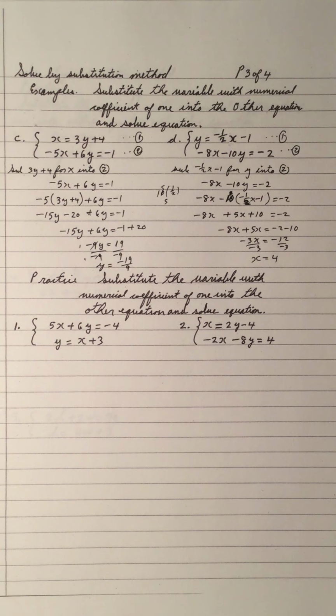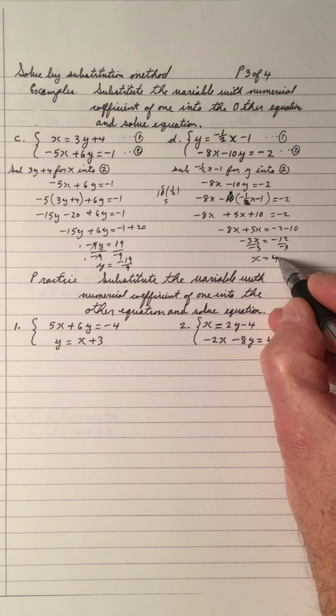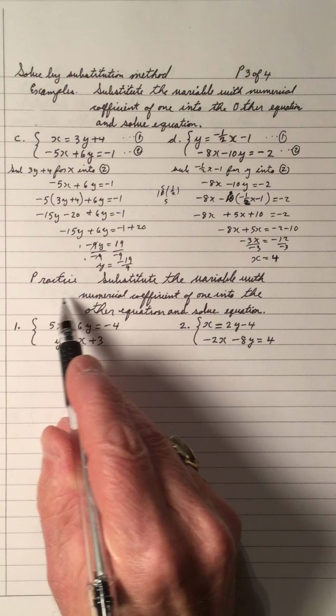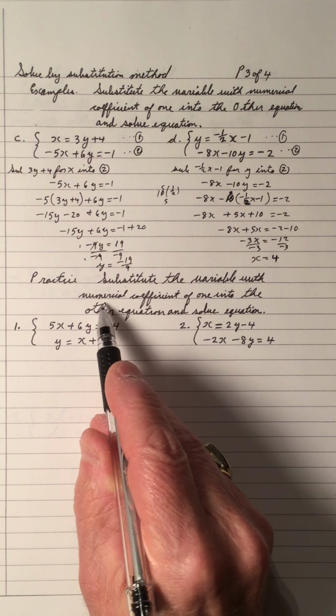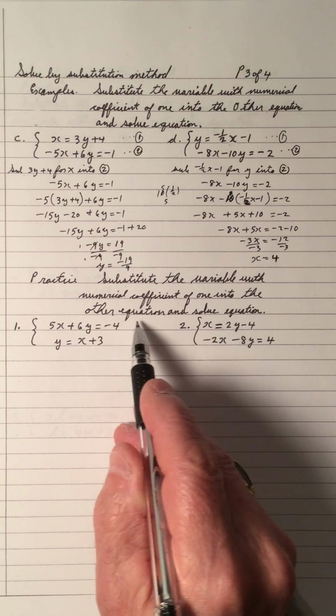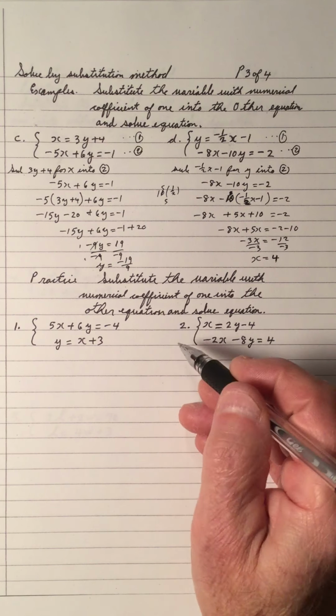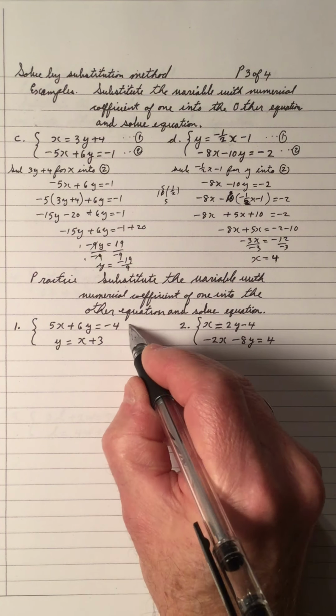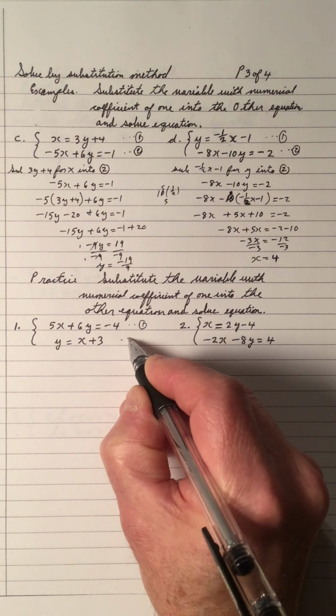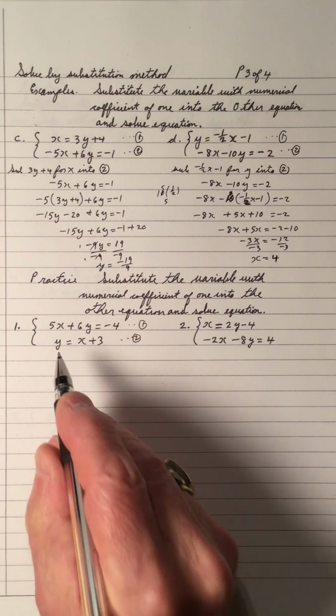Practice. Just thinking about something, then just pause for a second. Practice: substitute the variable with the numerical coefficient of 1 into the other equation and solve. So we're only solving the equation after we sub it in. So this is number 1. That's number 2. So number 2 is solved.